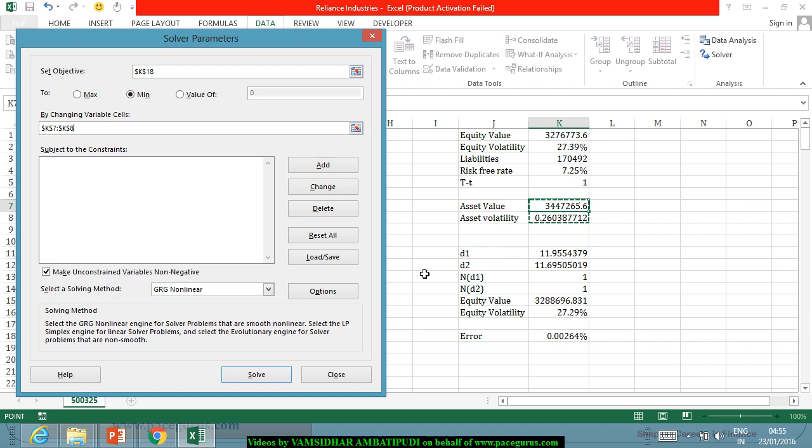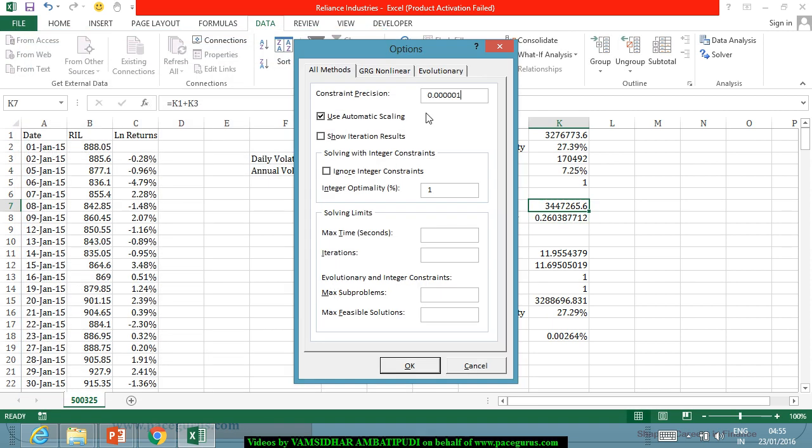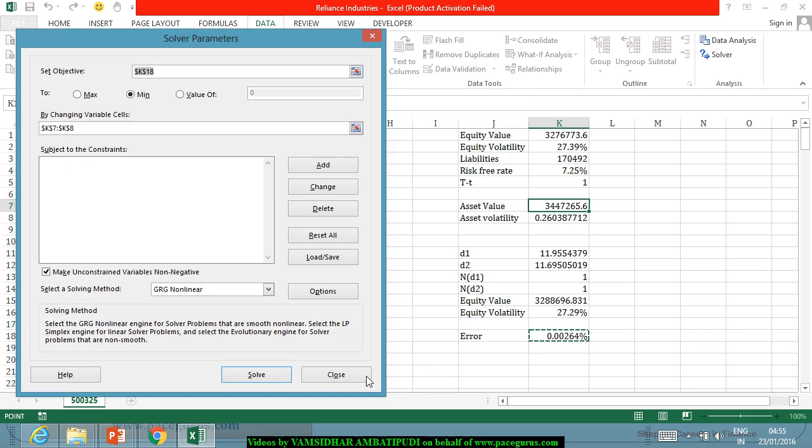I can solve it directly, but it's probably better if I set the options where the precision could be much smaller, because this is a very small kind of value. We can have a much bigger precision, and I can go ahead with this. Let's try solving it.